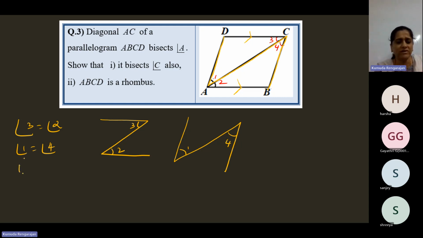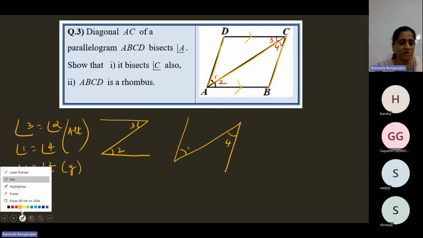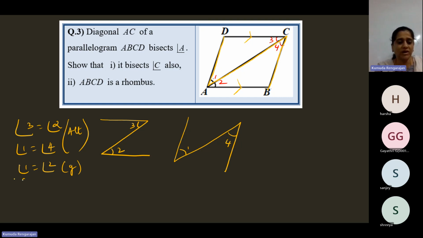But it's given that angle 1 is equal to angle 2, right? This is given. These others are because they're alternate interior angles. Now compare this. Angle 1 is equal to angle 2. Let's not take any measure, let me just use a letter. Angle 1 is equal to 2, so let me say A. Now here also we have 2.